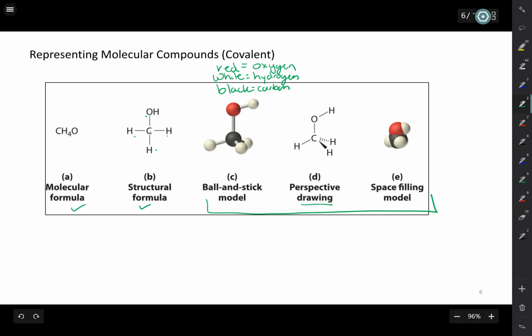And then a perspective drawing is just showing the structural formula, but in 3 dimensions, because these molecules are 3-dimensional. So this wedge means it's coming out, and the dash means it's going back. And then a space filling model is similar to a ball and stick model, but it's actually showing the size of the electron cloud.